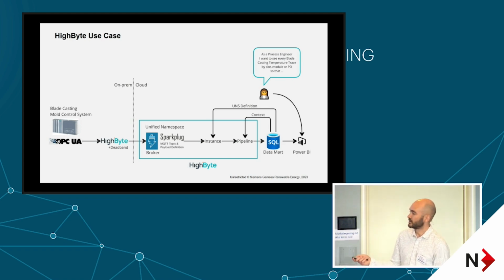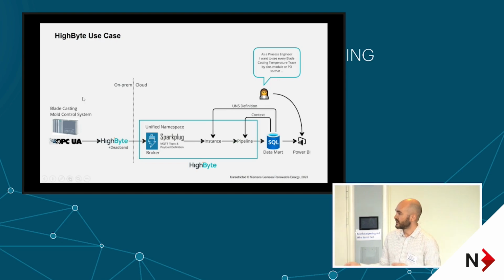So how we went about doing that is we start out by connecting to the assets, so the mold control system. That's the one controlling the process of infusing and curing the resin going through the mold. We connect to that with OPC UA. Then we have HighByte installed on the edge in this case, taking in that data and modeling it so it fits in with our definition of the unified namespace. On top of that, we also put on a deadband because we're not interested in sending flickering data. We only want data that changes more than a threshold.